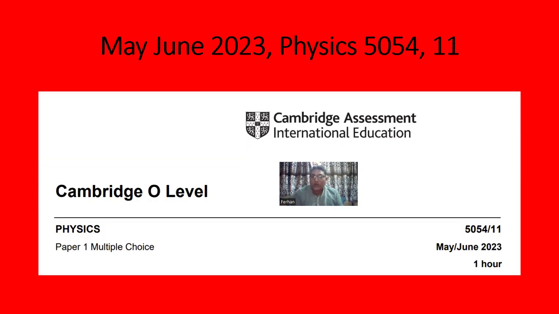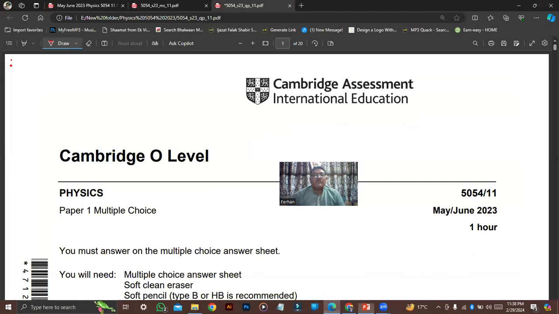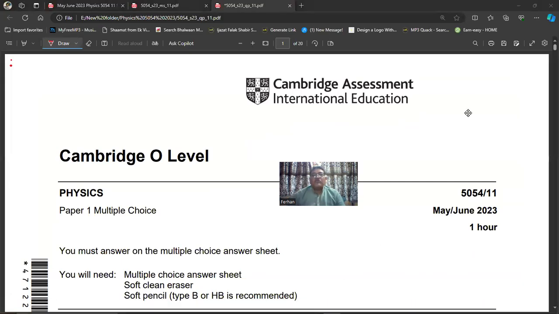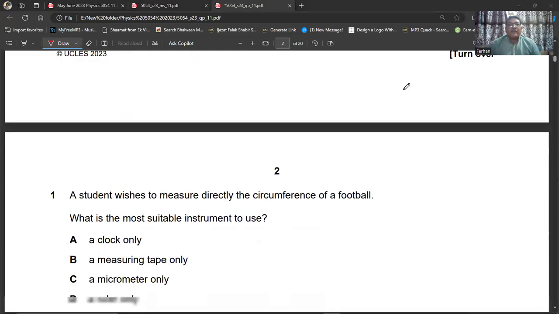Physics 5054. Today we have set our hearts to solve the May-June 2023 1-1 paper. This paper is a multiple choice paper. Here we have 40 questions, and the time allowed for this paper is 1 hour. So let's start today's paper. May-June 2023, 1-1 paper, and here we go.